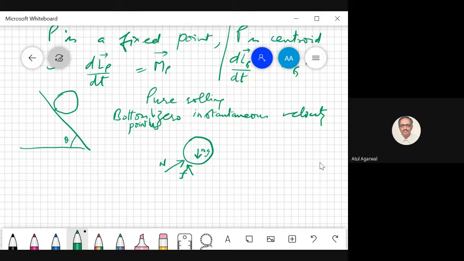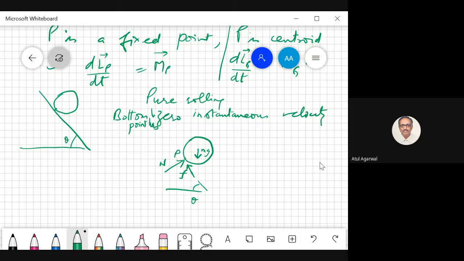If there was zero friction, the cylinder would have slid down. It would not have rolled. For rolling, you need some frictional force. So we'll find out what amount of frictional force is needed. Now you see this is the frictional force tangential to the surface. This angle you know is theta. And you can show a coordinate system. Now we call this point as point P.